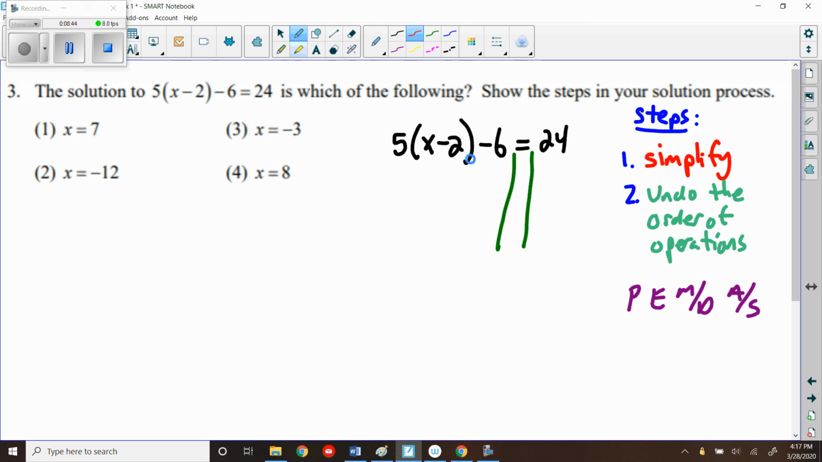I could add 6 to both sides and then divide both sides by 5. Some math teachers would tell you to go ahead and do that, but I'm just going to be teaching one set of steps, and that one set of steps will be to simplify the entire left side of the equation first.